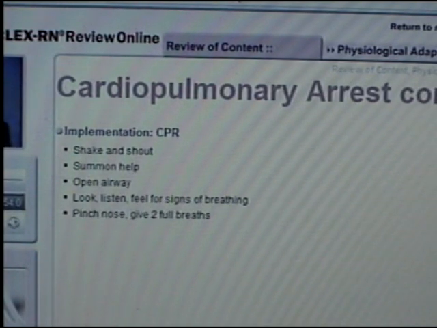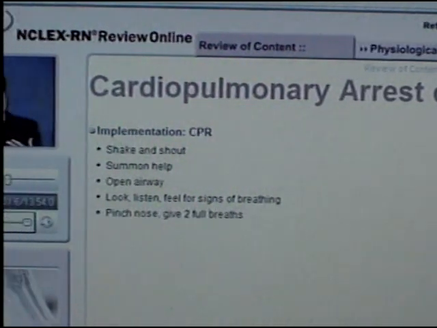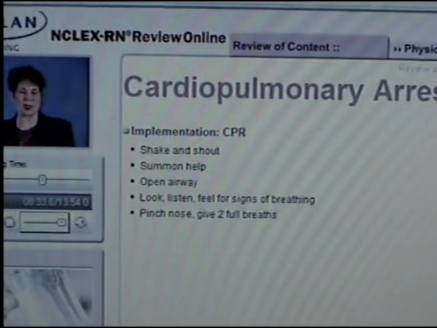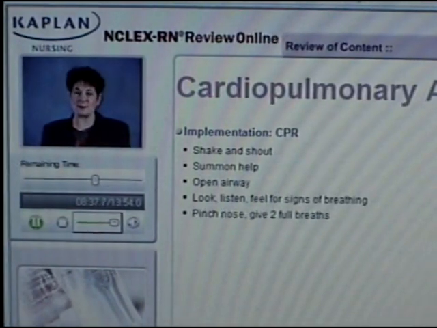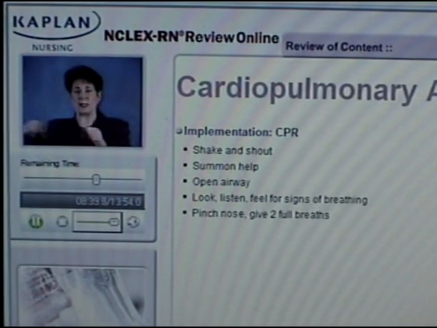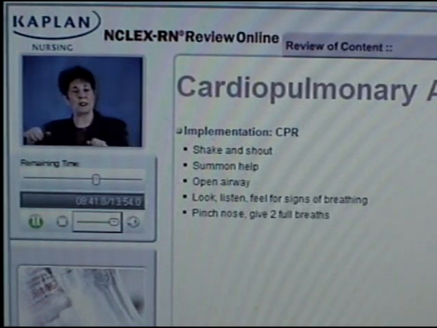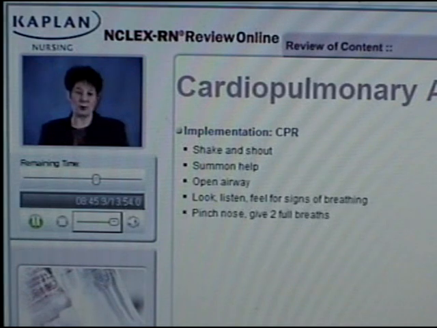And the first thing you're going to do is shake and shout. Because again, maybe their respirations are very quiet and shallow and they're not moving. You don't want to start CPR on someone who happens to be deeply asleep. So you would shake the patient, Mr. Jones, Mr. Jones, shouting at them to see if they are rousable. It will be one way you will be able to determine unconsciousness.